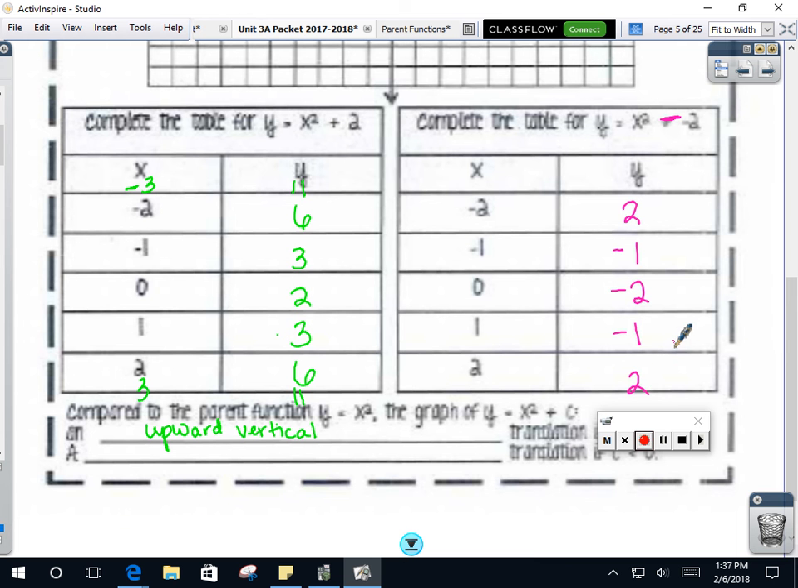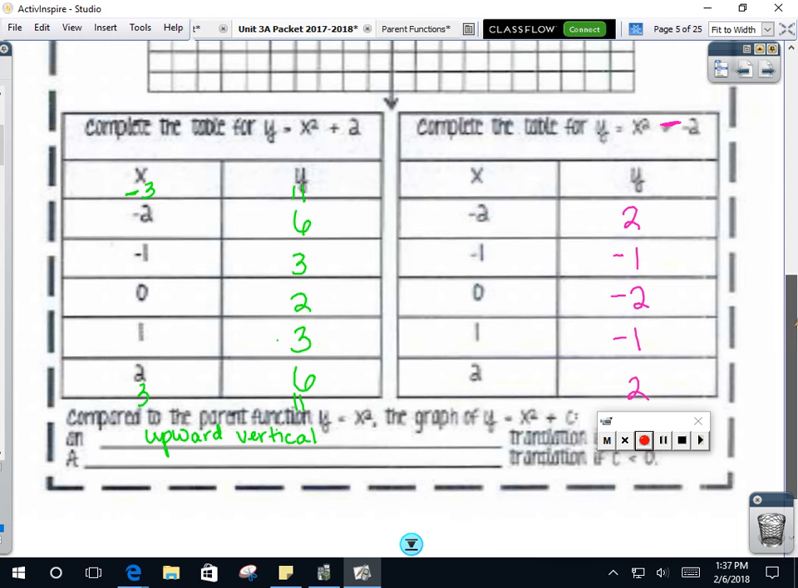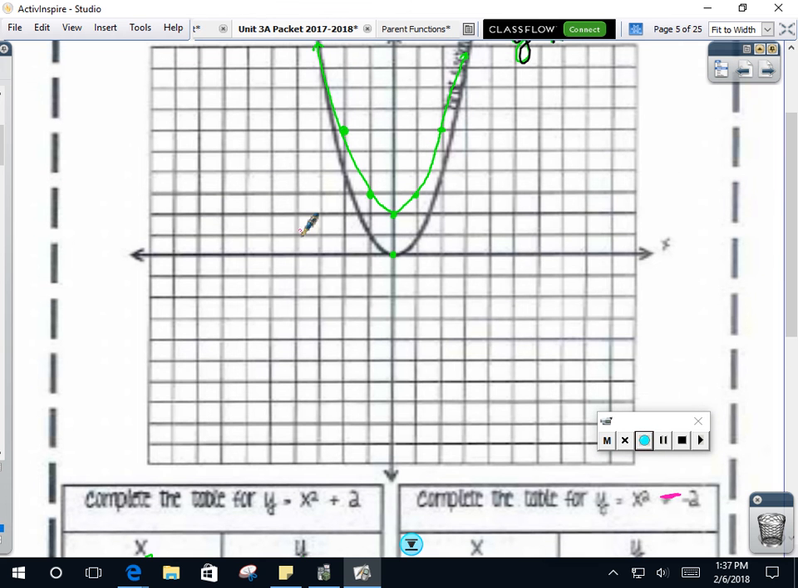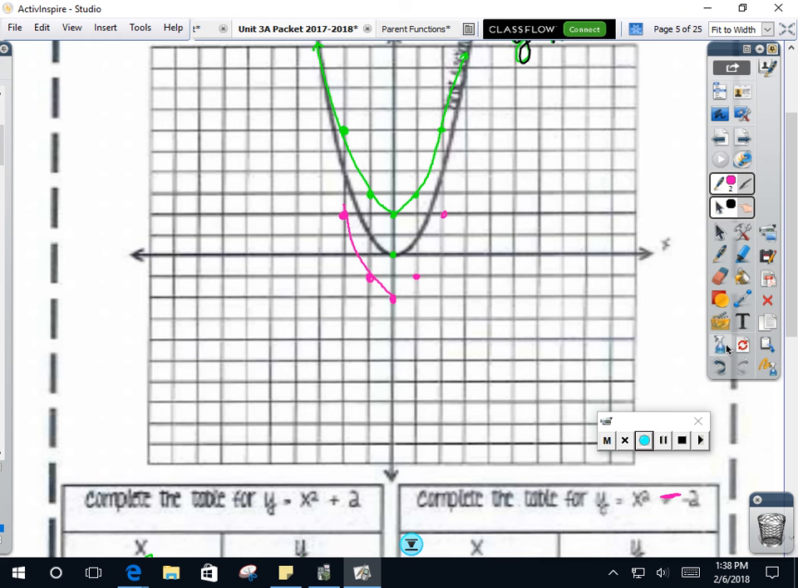Okay, so now we're going to plot these points. Negative 2, comma 2 would be left 2, up 2. And then negative 1 would be left 1, down 1. 0, negative 2 would just be down 2. 1, negative 1 would be right 1, down 1. And then 2, 2 would be right 2, up 2. Okay, and then when you connect them, what do you see that has happened?